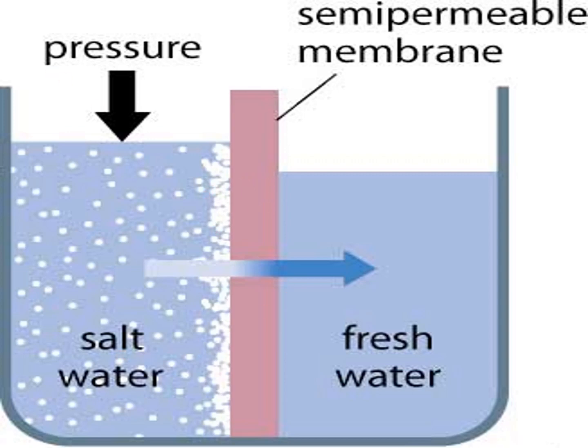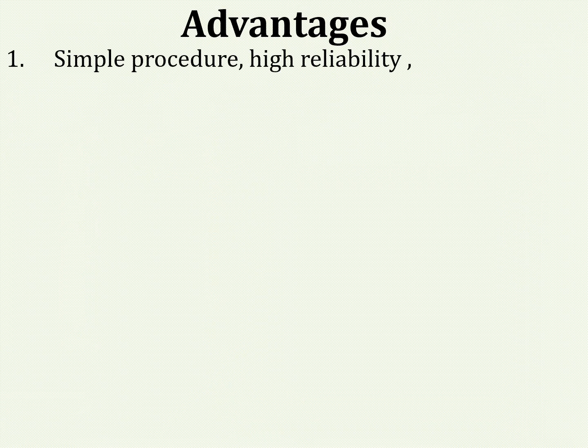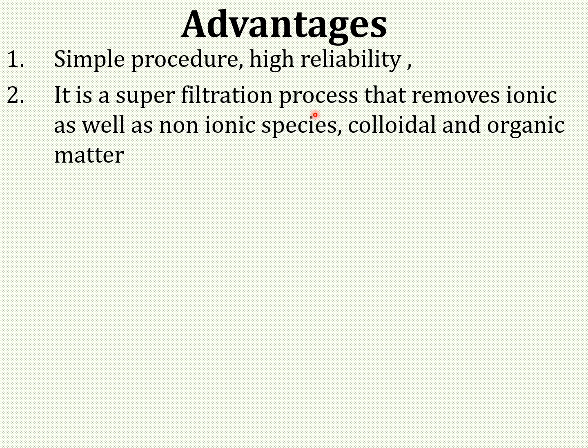Okay, let us now move on. Advantages of reverse osmosis. Well, it's a simple procedure with high reliability. It's called a superfiltration process as it removes ionic, non-ionic, colloidal and also organic matter of very high molecular weight. See, certain colloids like silica colloids are not even removed by the demineralization process. It can be removed through reverse osmosis.